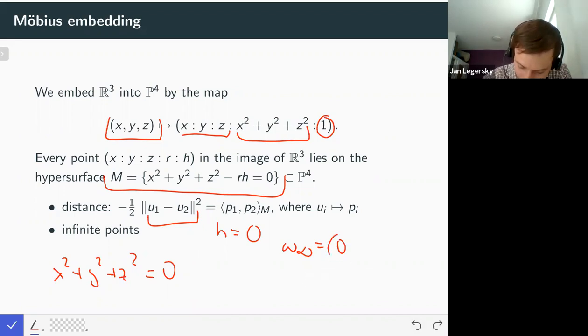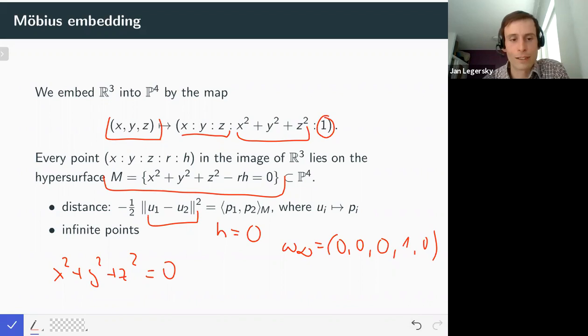I'm sorry, I'm not able to really make dots on my tablet, so I will put just commas, but there should be colons because we're in projective space. So we have this point 0, 0, 0, 1, 0, which is infinity. But that's the only real one.